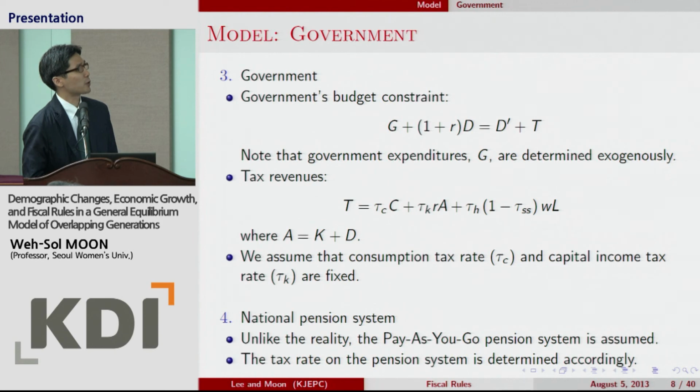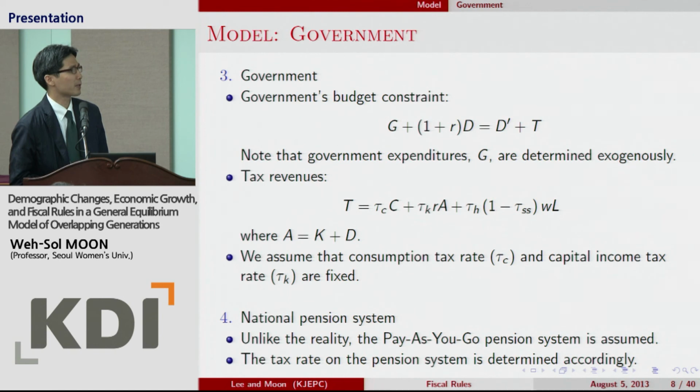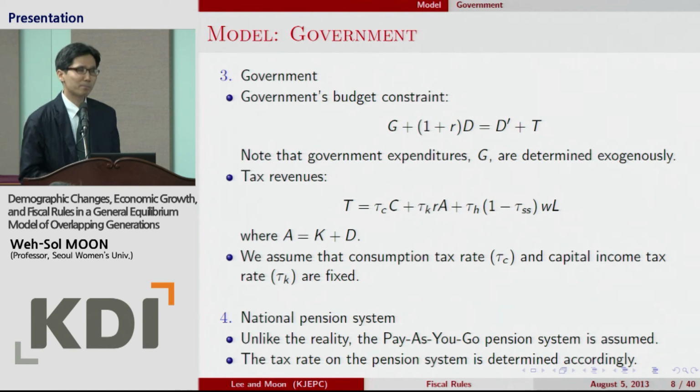So tax revenue should be equal to consumption tax and tax revenue from asset, tax revenue from labor income. So in equilibrium, total asset is equal to capital stock and public debt. So we assume consumption tax rate and capital income tax rate are fixed. Just income tax rates are varying.